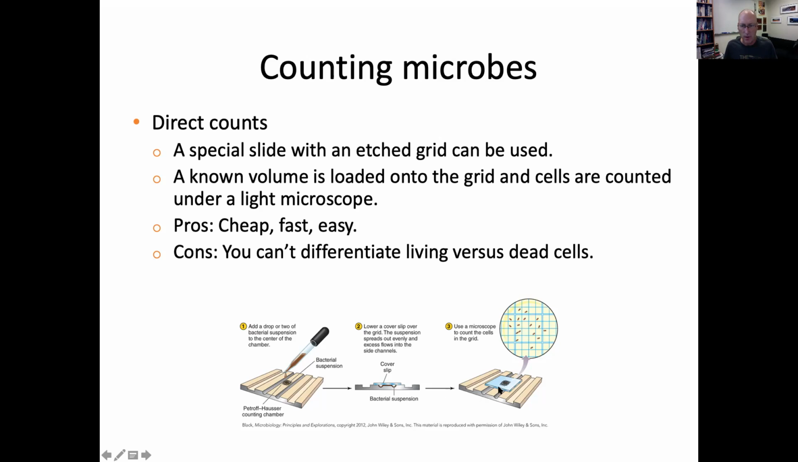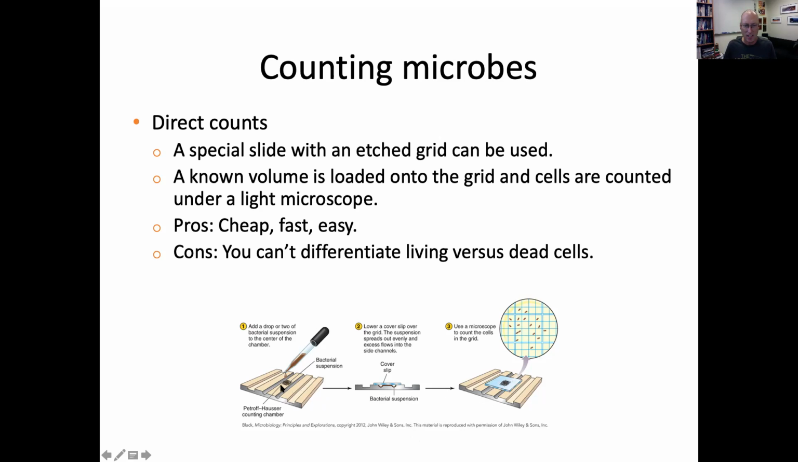So essentially what you have here is a defined volume. This is a wet mount, so this works best with a phase contrast scope so that you can see these live cells. These aren't stained cells, right? So this would be like a drop of a broth culture that you wanted to count the density of cells in. So you would put it on this slide.